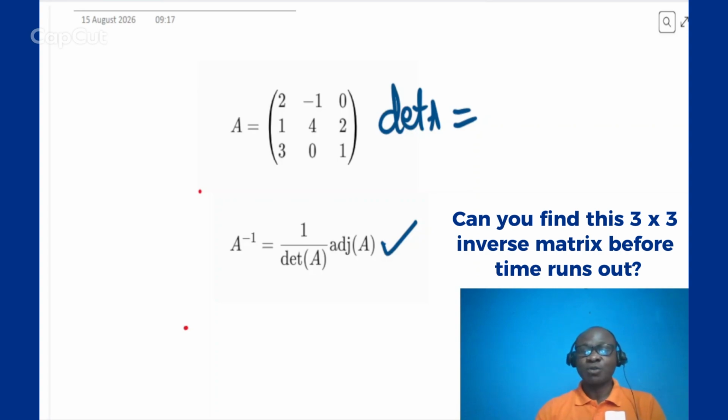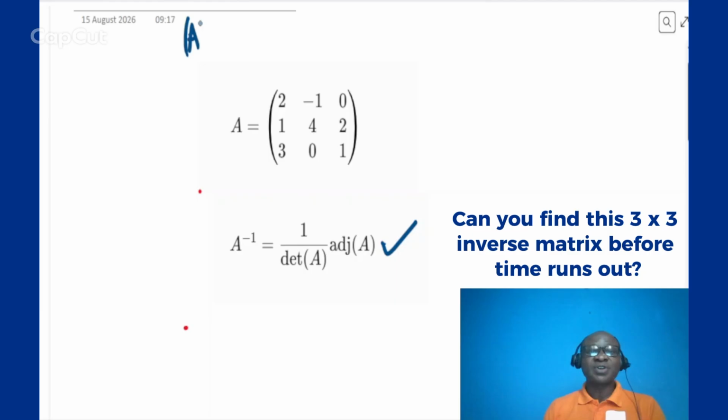The question said that we should find the inverse of a 3 by 3 matrix. But before finding the inverse of a 3 by 3 matrix, we have to find the determinant of that matrix A. Are you with me? Yes, sir. So I will start. The determinant of A is, our rule says plus, minus, plus. Just be attentive. Even if you remember it, just be looking very well.